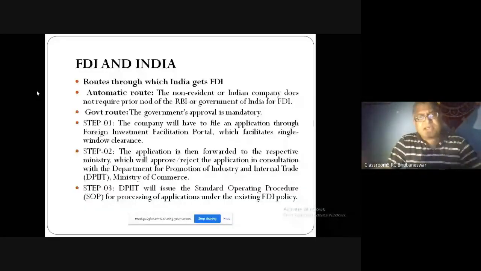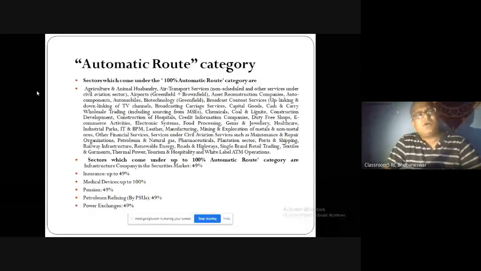So first there is a single window clearance, and the application can be initiated through the portal. The second step is the consultation through DPIIT, the Department for Promotion of Industry and Internal Trade, and the Ministry of Commerce. And step number 3 is that DPIIT has issued a standard operating procedure for the process of application and the existing FDI policy. The question is, someone is asking me, sir, what are the automatic route categories?